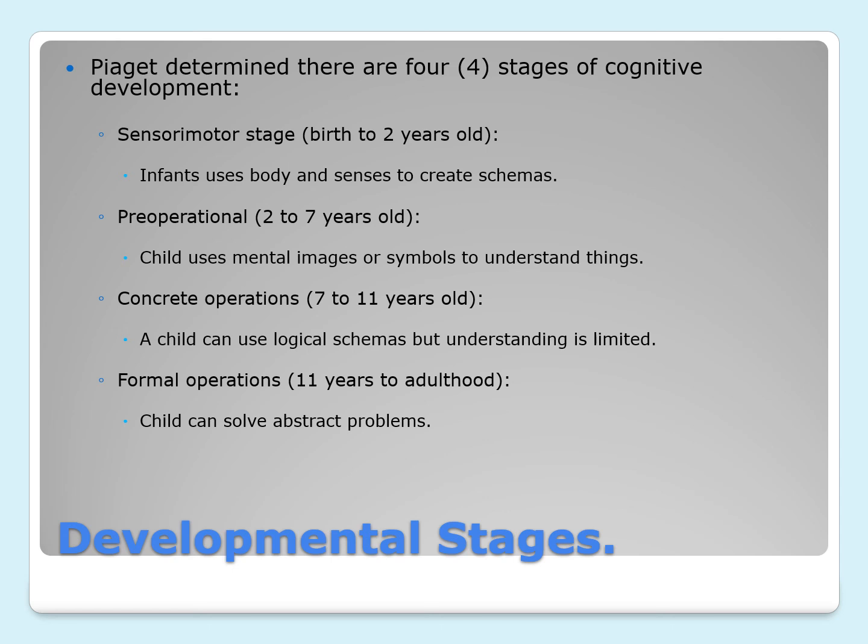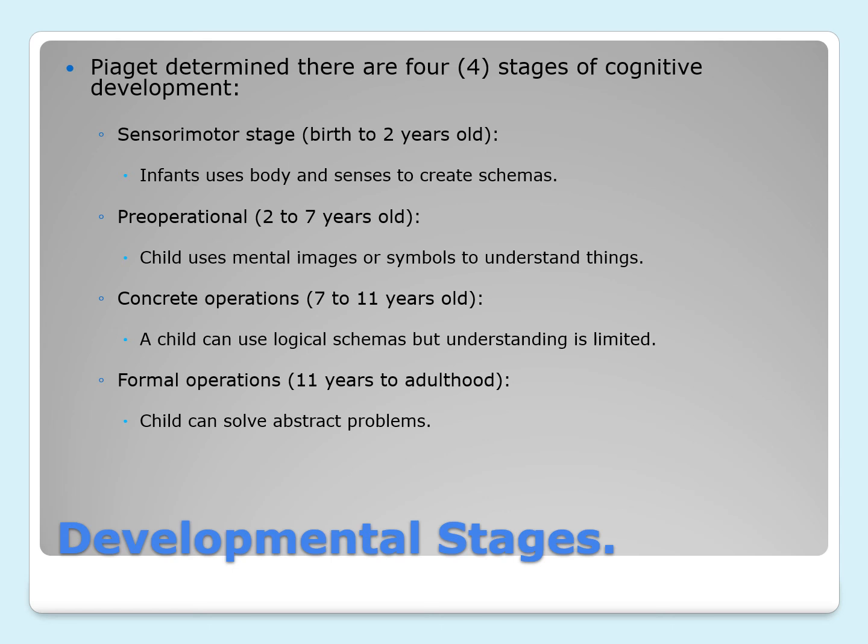Concrete operations occur at 7 to 11 years old. This is when children begin to get the idea of conservation a little bit, realizing that the glasses have the same amount of water, even if I move the water to another glass that's taller and skinnier. So this is when a child is using logical schemas, but their understanding is still limited. They don't really have that abstract thinking yet. They're not really able to solve complex problems.